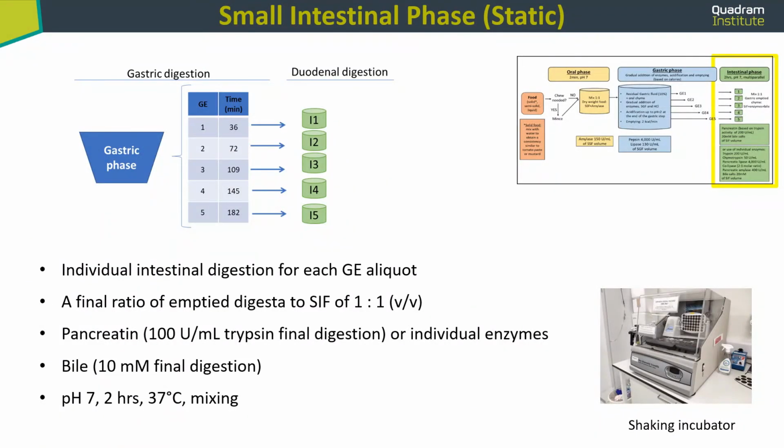Moving on to the small intestinal phase, this part of the protocol remains the same as the static version, and is performed individually with each aliquot that is emptied from the gastric phase. The aim is to obtain a final ratio of emptied digesta to simulated intestinal fluid of 1:1. The rest of the conditions are the same as in the static protocol.